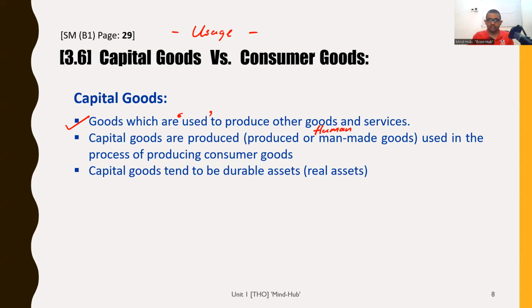used in the process of producing consumer goods. So to produce consumer goods, we need capital goods. That doesn't mean capital goods become consumer goods. To produce consumer goods, we need capital goods. Okay, I think that's clear.